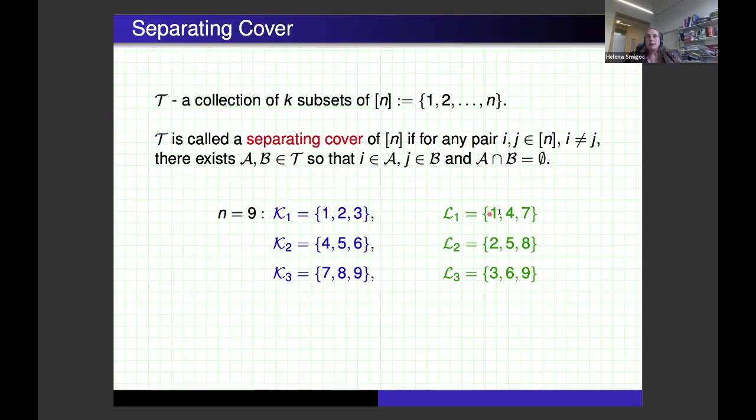So here I write 1, 4, 7, so I go in steps of 3, 2, 5, 8, and 3, 6, 9. And note that now these elements 1, 2, 3 are in 3 different sets, so they're separated. And it turns out that this is the minimal number of sets needed for me to be able to separate the set with n elements. And this is actually unique. In the minimal case, this is unique.